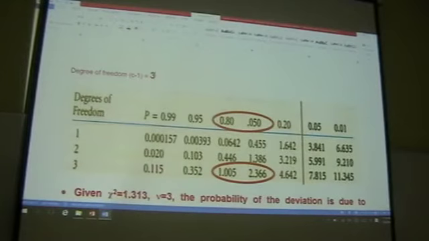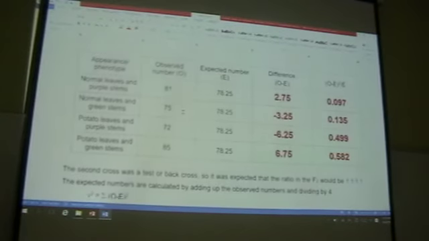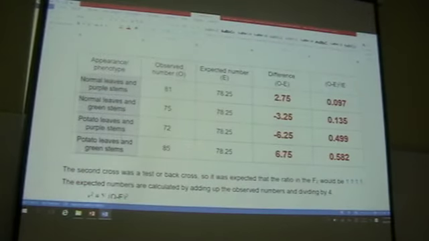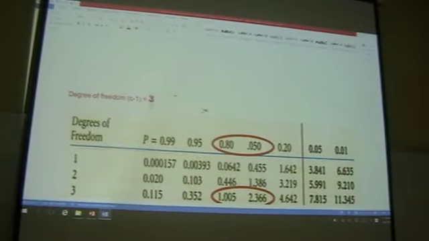Degree of freedom equals 3. Do you know how you get degree of freedom equals 3? Look here, how many phenotypic classes? 4. Degree of freedom is phenotypic classes minus 1, so 4 minus 1, degree of freedom is 3. So now you have 2 values already.